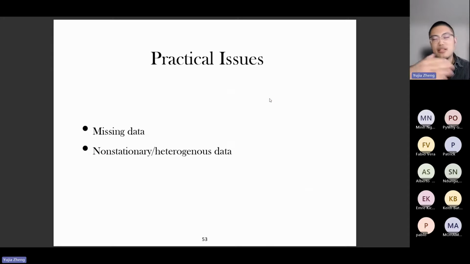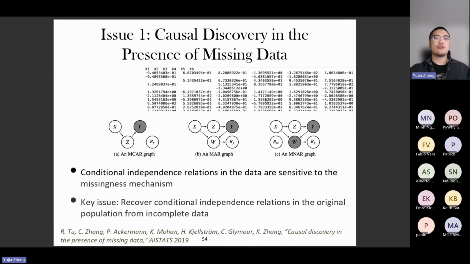So yeah, we have seen constraint-based methods and also score-based methods. However, for real-world applications, there will be some practical issues. For example, we may have missing data and we may have some non-stationary or even heterogeneous data. So missing data is really common, right? If we are trying to deal with some data frame, we may have seen some NaN or just an empty entry in that data frame. So how should we deal with that?